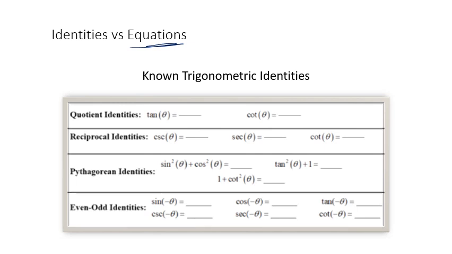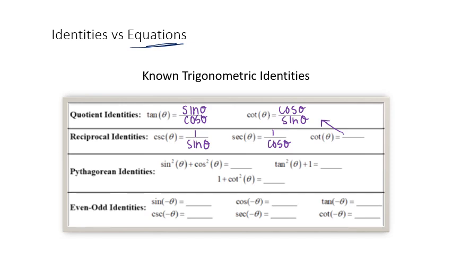So, all right, so tangent, we already know that's sine over cosine. We know that cotangent is going to be the reverse of that. Cosecant is 1 over sine. Secant is 1 over cosine. Cotangent is, we already said it up here. I don't know why we have that written again.